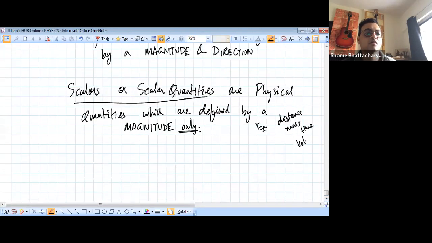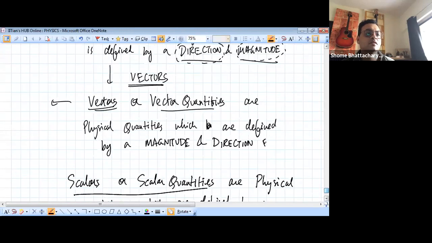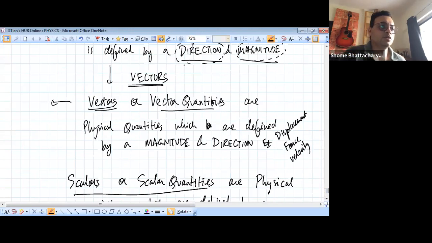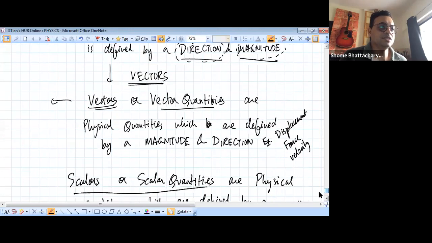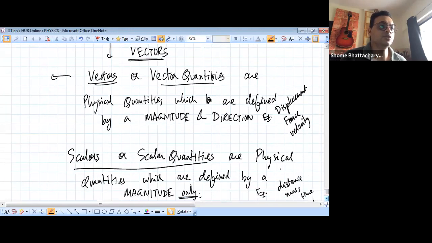Density, electric charge. Whereas examples of vector quantities, which have both magnitude and direction: the first example we saw is displacement. Force. Velocity. And so on and so on. So if you like, you can just make a note down of this part. This is where our chapter is actually starting. So we should make a brief note of the definition of vector versus the definition of scalar.